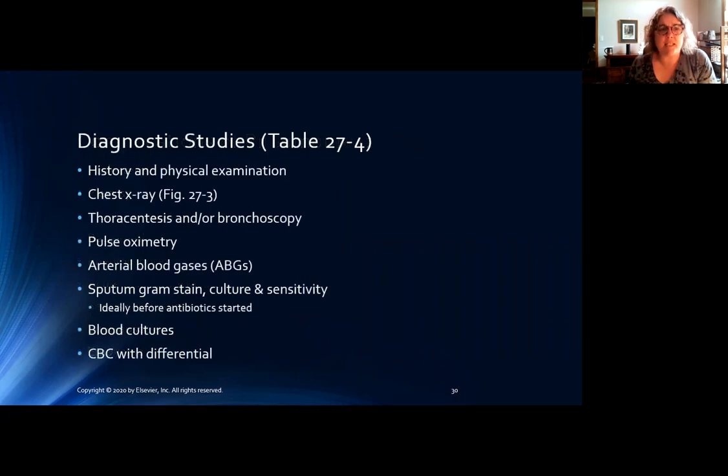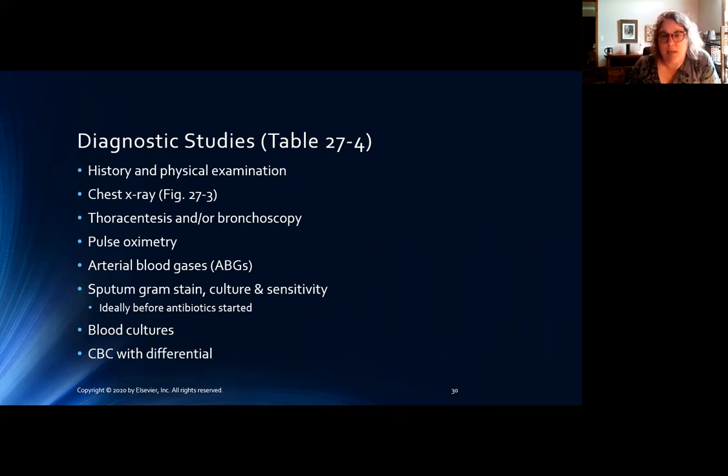Just so that you're aware, these are the diagnostic studies that are associated with pneumonia, and this is what MD orders will be coming through. So you'll have that H&P that I had mentioned on the previous slide. They can order chest X-rays, where it's just a simple X-ray picture.